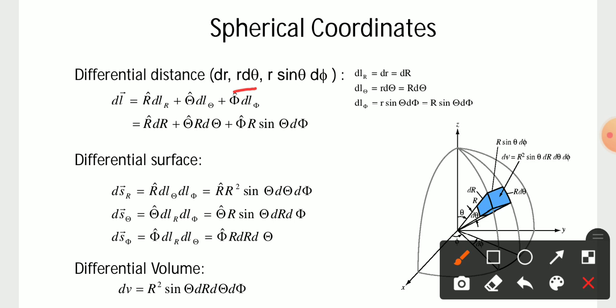In the same way, if you calculate the small variation for the phi section, that is the phi angular shift, how much length will vary there? The value will be r sine theta d phi. Why is this r sine theta d phi? For that you have to compare with the Cartesian coordinate system and also relate it with the cylindrical coordinate system. From the cylindrical coordinate system we can know the value of rho also.